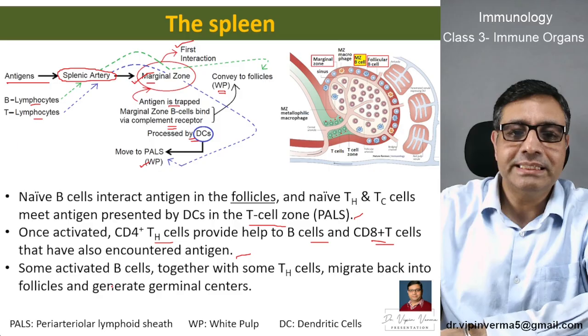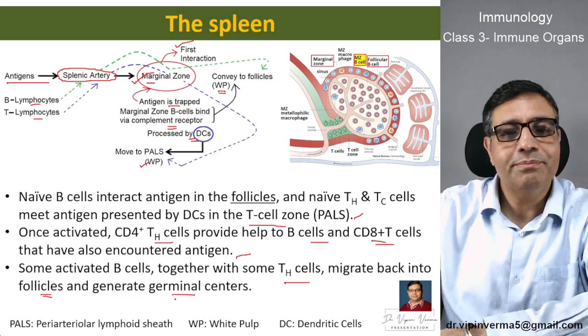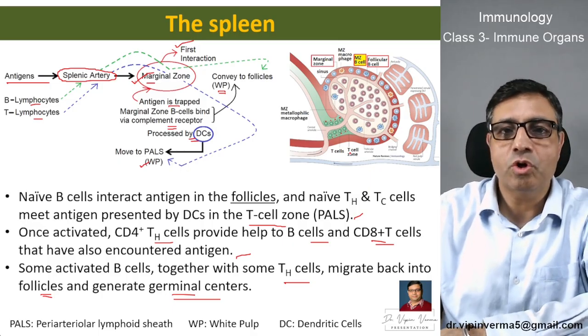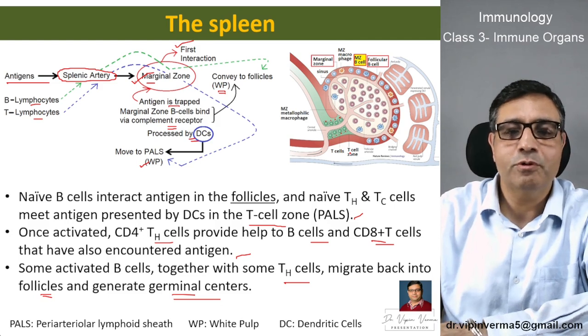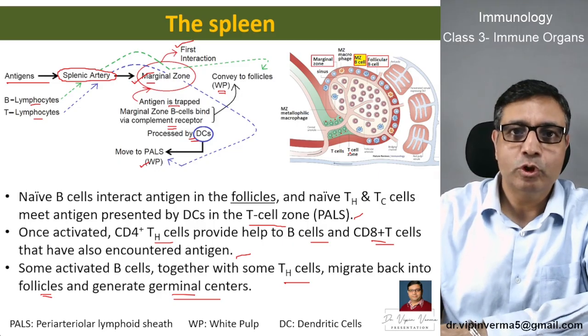Some activated B cells together with some T helper cells migrate back into follicles and generate germinal centers, because here also they have to generate the germinal centers. So germinal centers are nothing but temporary structures which are made during the immune response to heighten and optimize the response.